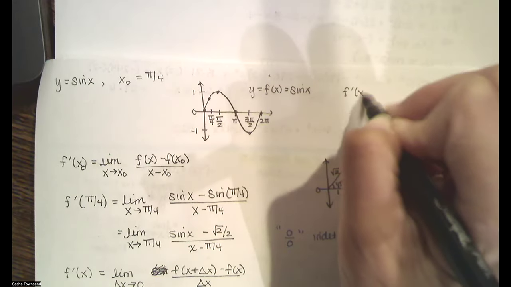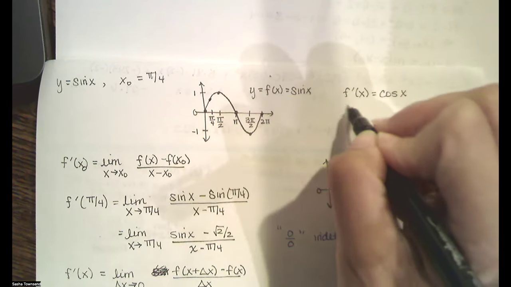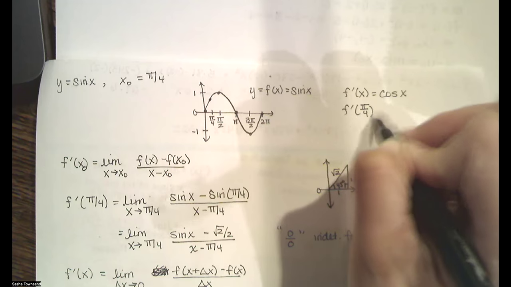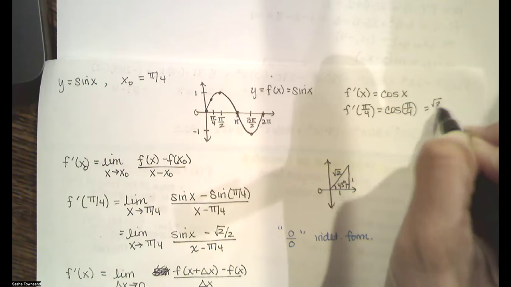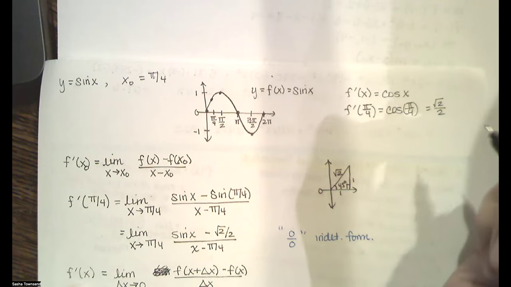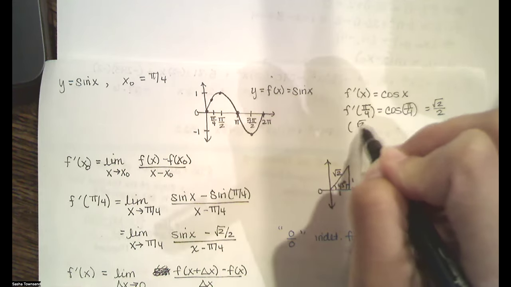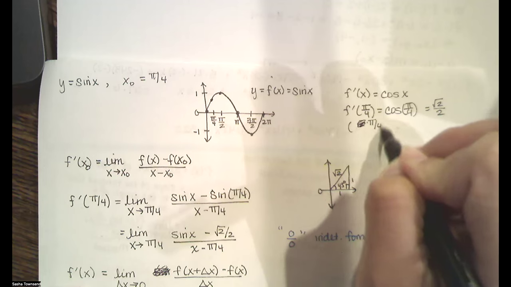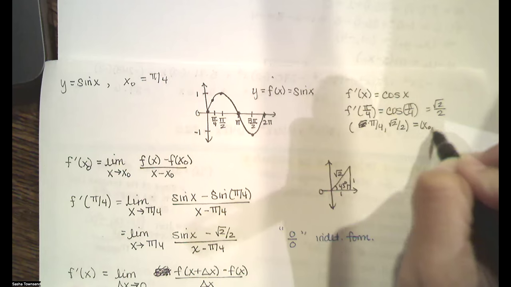And now if I want the slope of the sine function at x naught equals pi over 4, we just computed that f prime was equal to cosine of x. So f prime at pi over 4 is actually cosine of pi over 4, which is square root of 2 over 2. And now if I want the tangent line at that location, I know that the point x equals pi over 4, y equals square root of 2 over 2 is on my line. That's our x naught, y naught.